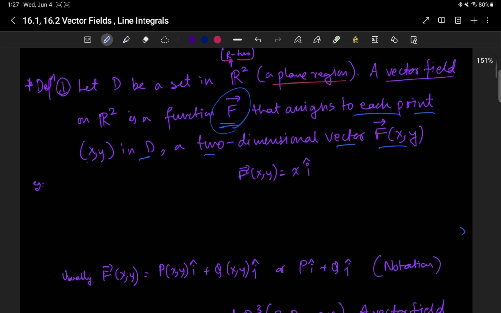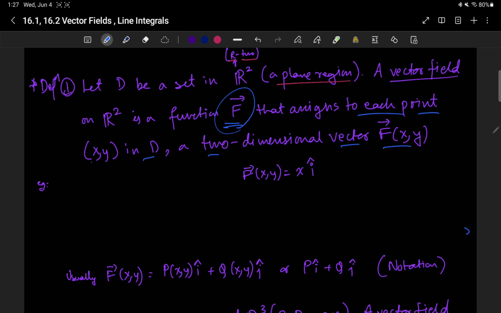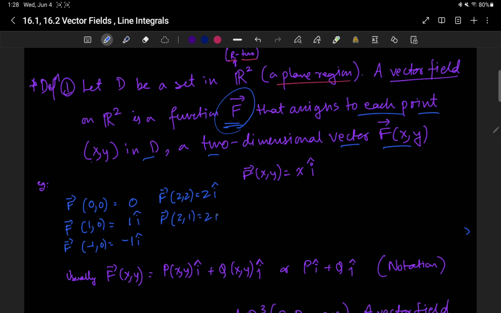Suppose I have F of (x, y) given by x i cap. So if you look at this, just as when you studied functions, one way to visualize what a function looks like is to plot it for different inputs, right? So let's do the same. At the point (0, 0), my input is just 0, so there is no vector. At the point (1, 0), I have 1 i cap. At the point (-1, 0), I have -1 i cap. At the point (2, 2), I have 2 i cap. At the point (2, 1), also I have 2 i cap.